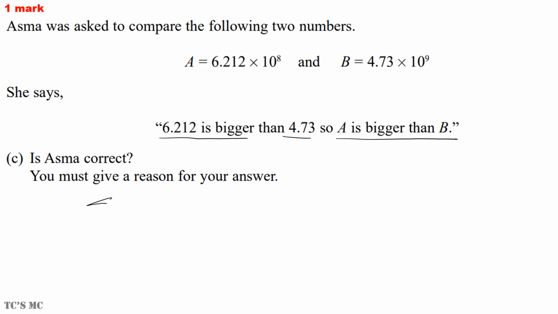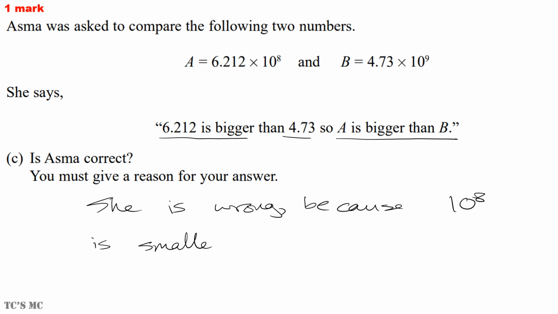We will write she is wrong. We must give a reason. We will say because 10 to the 8 is smaller than 10 to the 9. And now we have 1 mark.